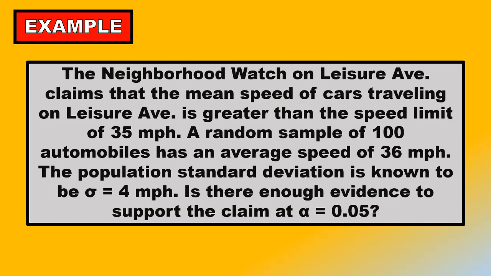The Neighborhood Watch on Leisure Avenue claims that the mean speed of cars traveling on Leisure Avenue is greater than the speed limit of 35 miles per hour. A random sample of 100 automobiles has an average speed of 36 miles per hour. The population standard deviation is known to be sigma equals 4 miles per hour. Is there enough evidence to support the claim at alpha equals 0.05?